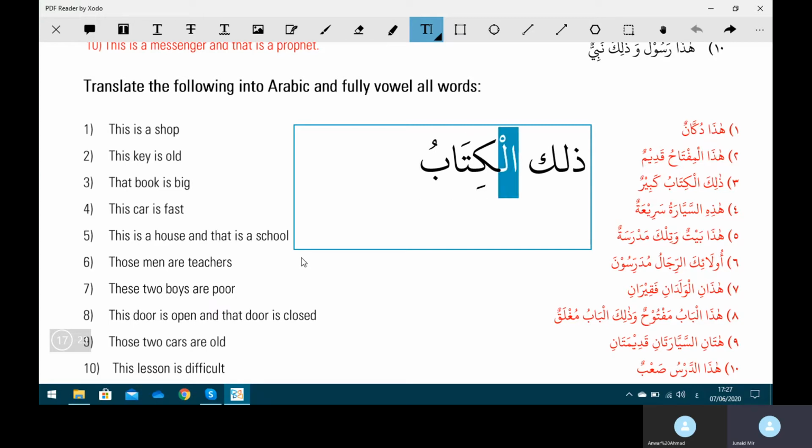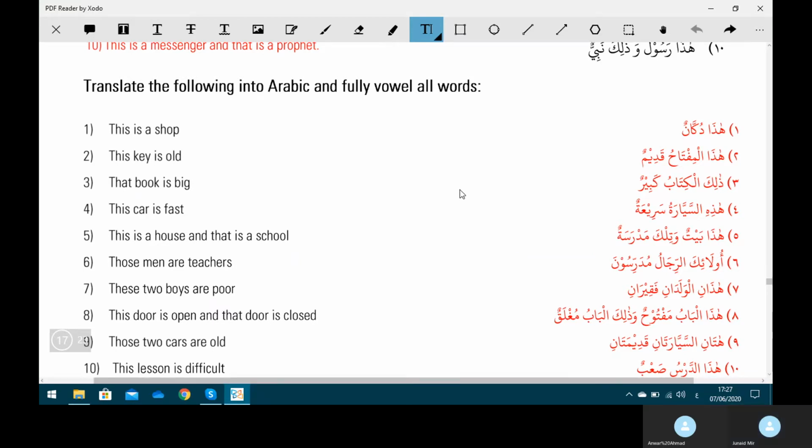However, if the alif lam wasn't there, then you would say ذَلِكَ kitabun. That is a book. So that wouldn't be a fragment, that would be a sentence now. ذَلِكَ kitabun means that is a book. Whereas ذَلِكَ الْكِتَابُ means that book.